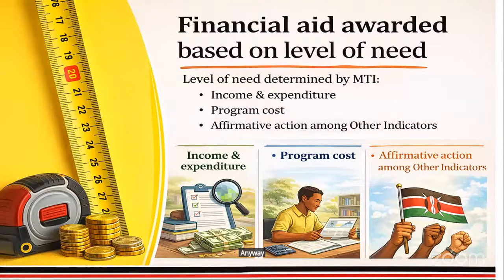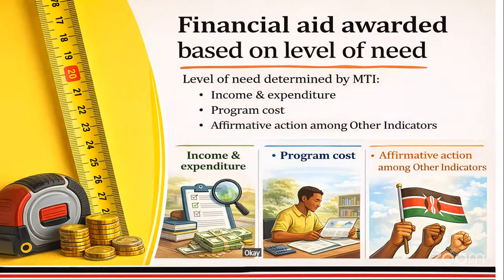Anyway, so we also have affirmative action, probably for people living with disability. We have people who are orphans. We have people who live in marginalized areas. So all these things are put in consideration for us to be able to allocate you that amount that you want to get for your studies.